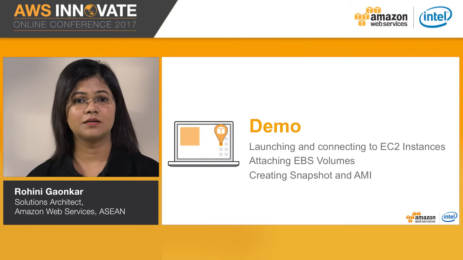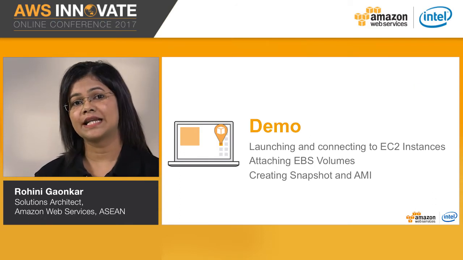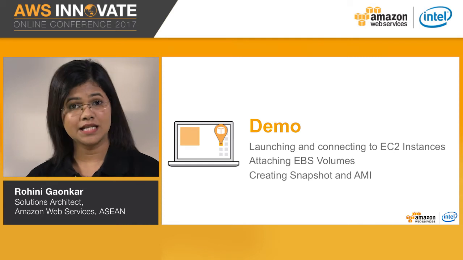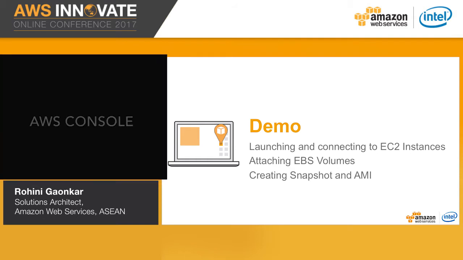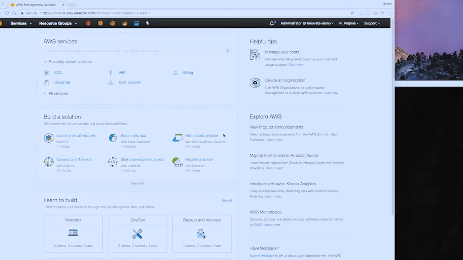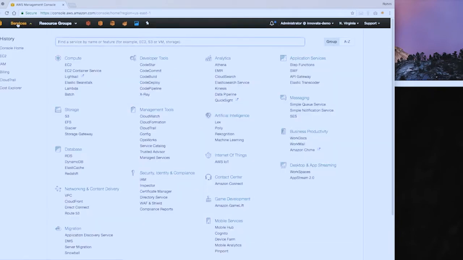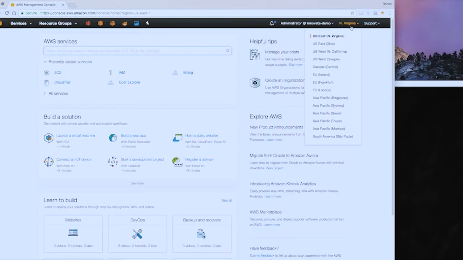So let's see a quick demo that will focus on launching and connecting to EC2 instances, attaching EBS volumes, and creating an image, an Amazon machine image. Once you log in using the AWS IAM user credentials, you will land in the AWS Management Console home. At any time, you can use the top toolbar to reach this console home, navigate to each of the AWS services' individual dashboards, access the account and billing dashboard, and also choose any of the AWS regions for creating your resources.